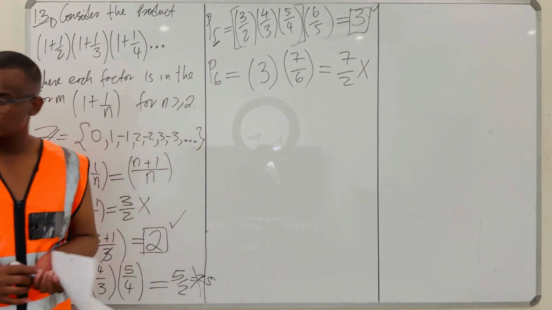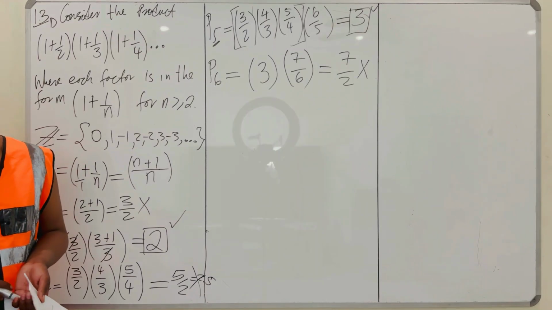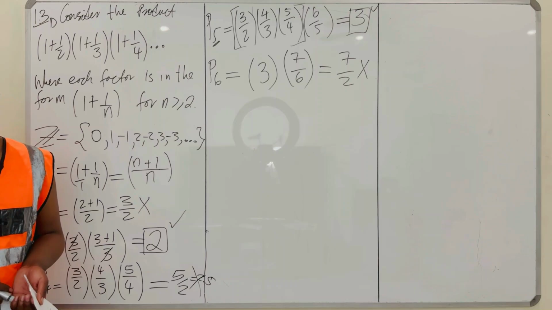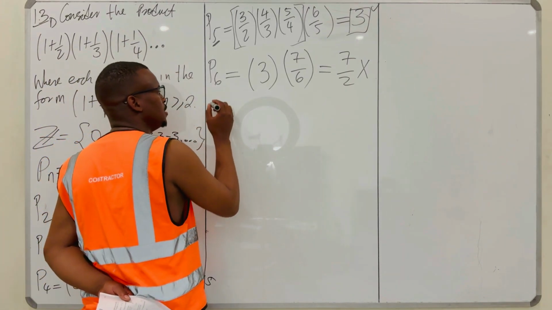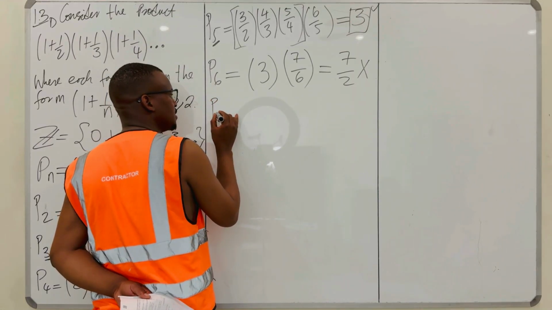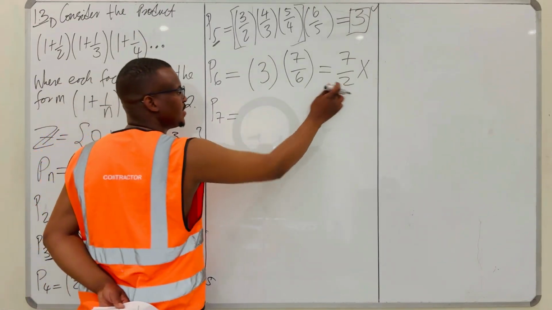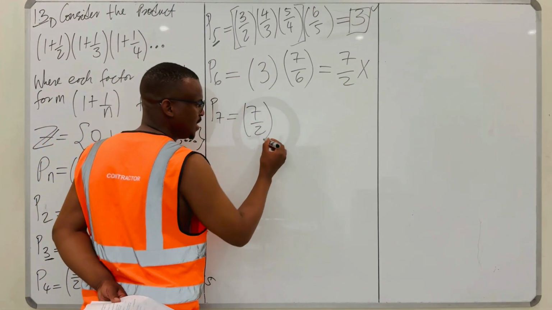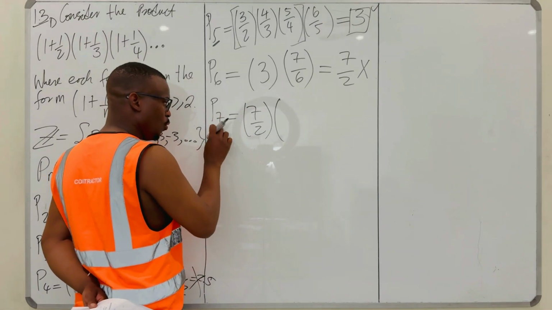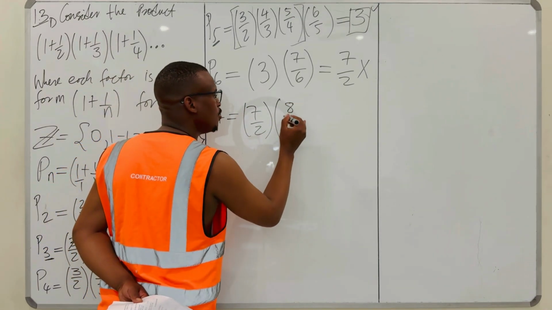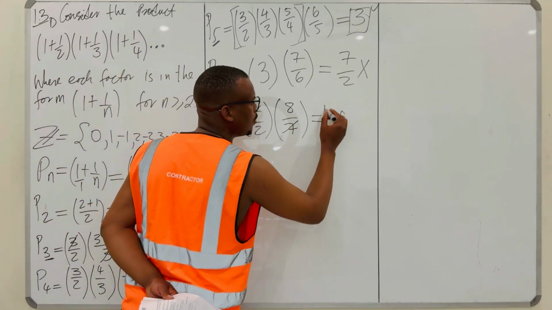So now let's go and check it for odd number 7. If it worked for 7, I'm comfortable concluding that it worked for odd numbers starting from 3 going forward. Are you with me? So what are we going to say? P7 is equal to everything before it, which is all equal to 7 over 2, times what? Times the factor for n is equal to 7. So it's going to be 8 over 7. So this and that go away. So you have 8 over 2, which is equal to 4.